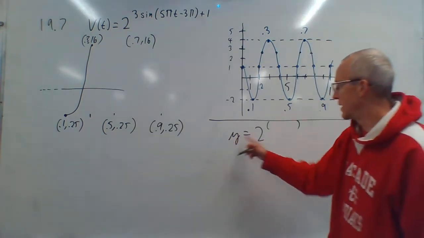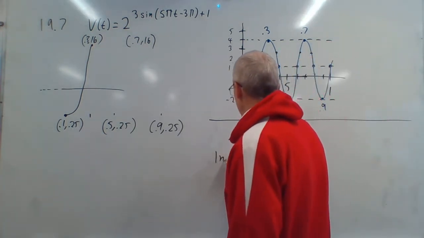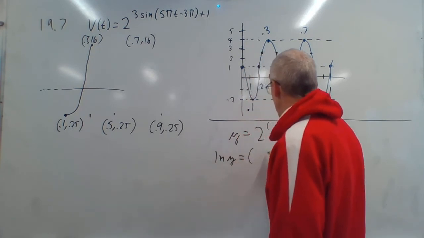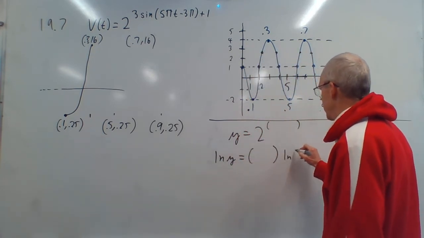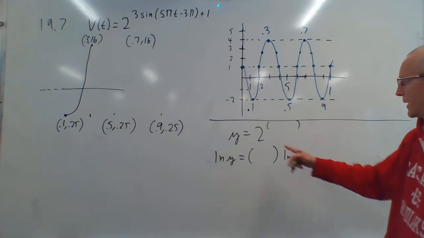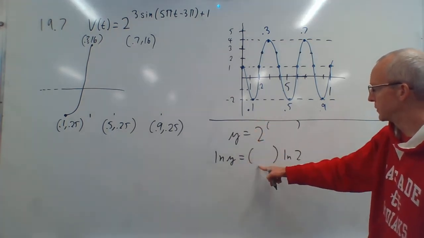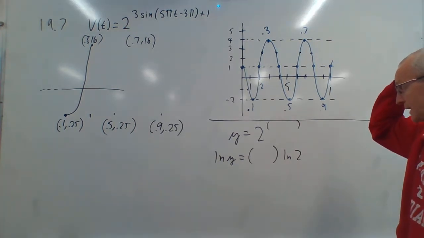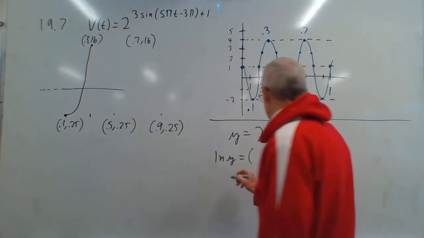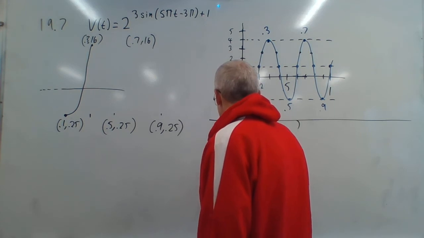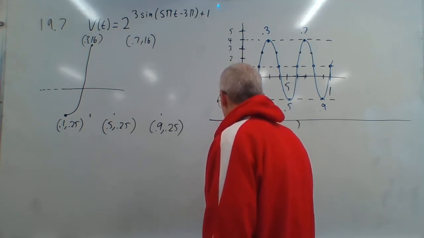First step, we take the log of both sides. So ln of y equals all this stuff times the ln of 2. Same as we did before. Take the ln of both sides, and the parentheses come in front. Still ln of 2, but you can put the parentheses in front. We want to solve for this, so we divide by ln of 2. So ln of y divided by ln of 2.